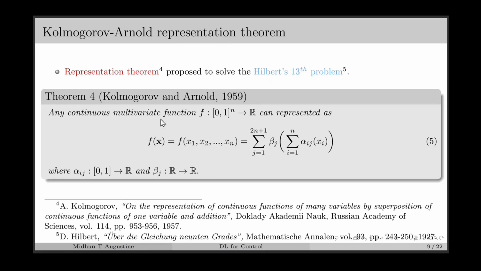Next, we can move on to the representation theorem, which was proposed by Kolmogorov and Arnold. This theorem says that any continuous multivariate function from a bounded domain to R can be represented as a summation of functions of this form. All these theorems say that continuous functions can be represented as a sum of other similar functions. That is the basic idea of function approximation theory.